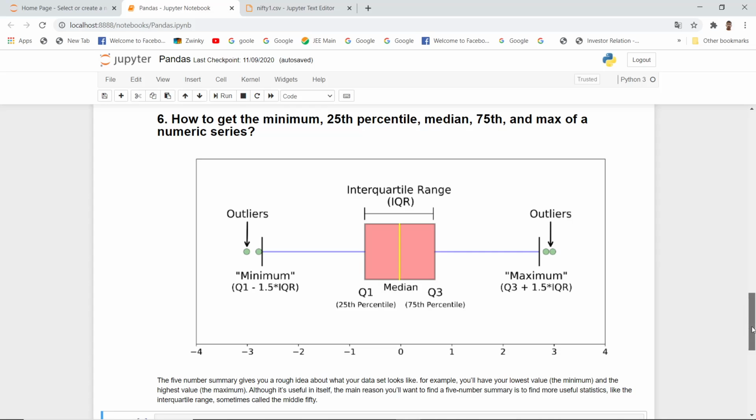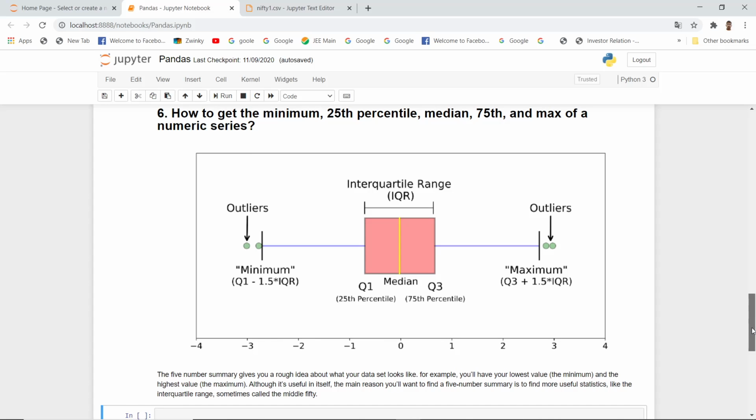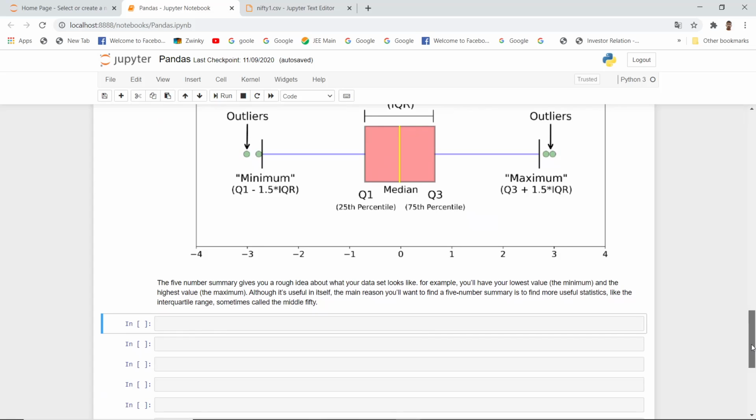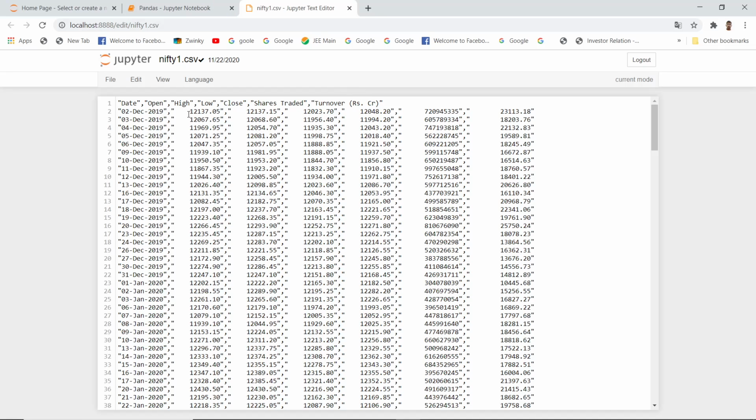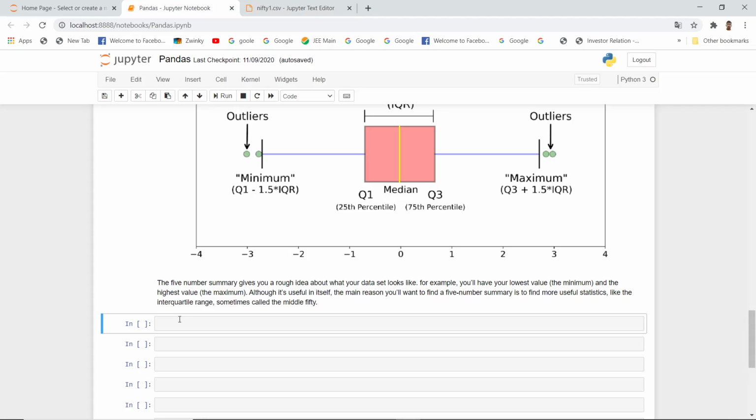Okay, that's it. We can now load our data. The data which we will be using is this one. What I have done is I have downloaded the last 1 year of data of the Nifty 50, and we will read it in as a data frame.